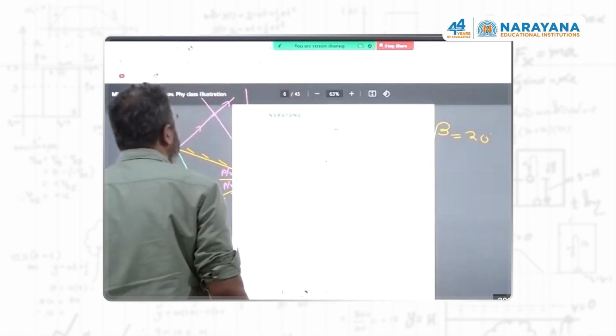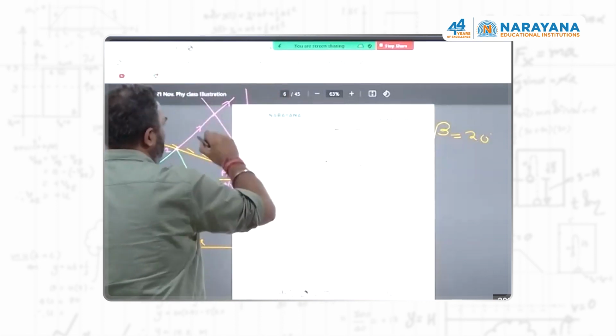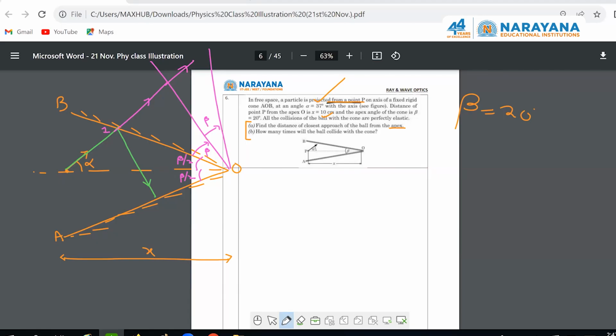If you have to find out the distance of closest approach, I am not letting my beam get reflected. I will let it move straight, and I will keep on reflecting the faces. And the shortest distance is the perpendicular distance. So as far as part A of the problem is concerned, that will come out as x sine alpha. Easily I'll get my answer.